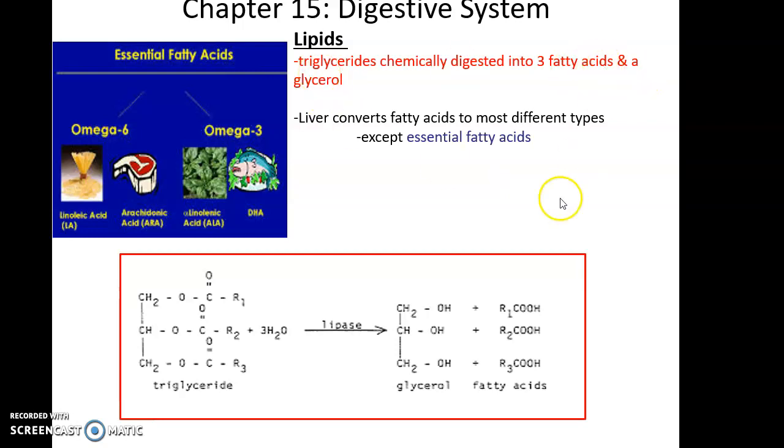Again, triglycerides get broken down into 3 fatty acids and a glycerol. The liver, being very metabolically active, can convert fatty acids into other kinds of fatty acids, except for the 2 essential fatty acids. And that's the omega-6 and the omega-3s, also known as linoleic acid and linolenic acid. So omega-6 and omega-3s are the fatty acids that are essential, that we have to eat because our liver cannot make them.